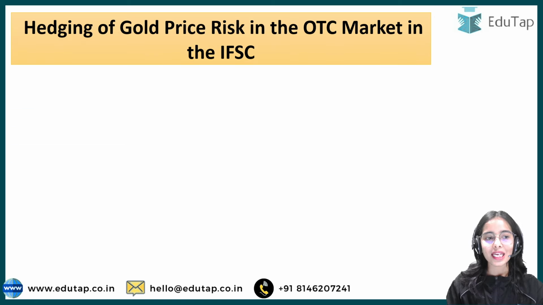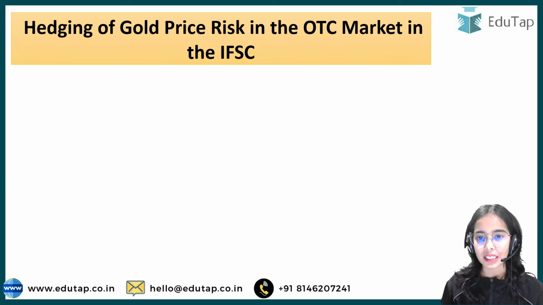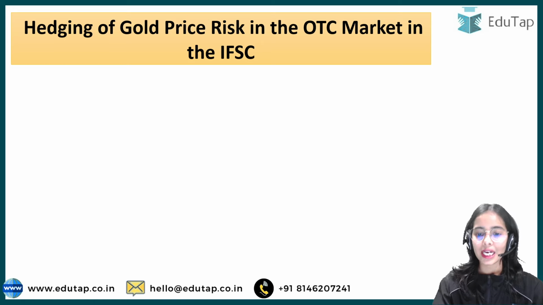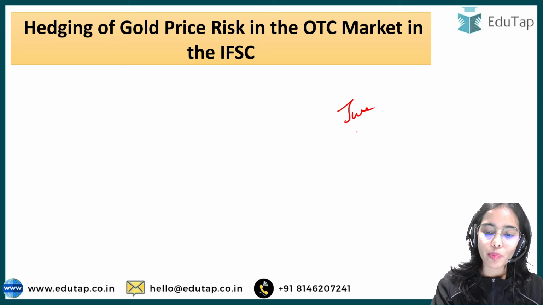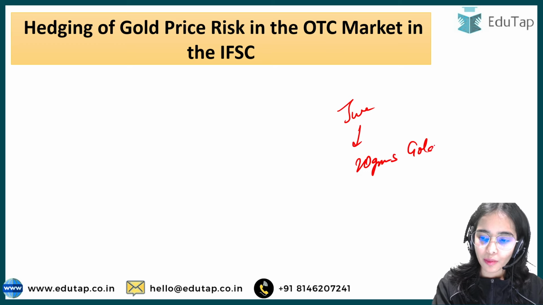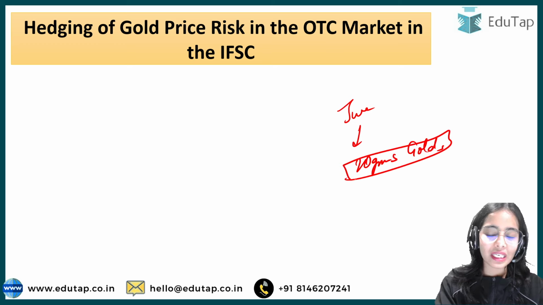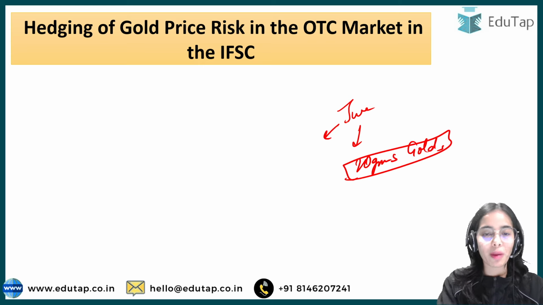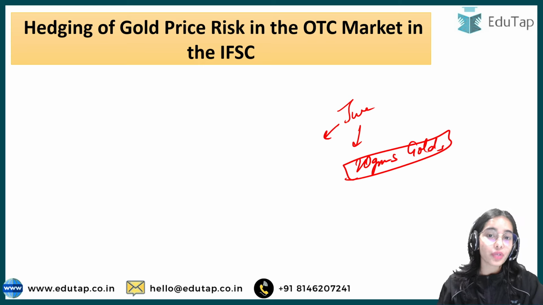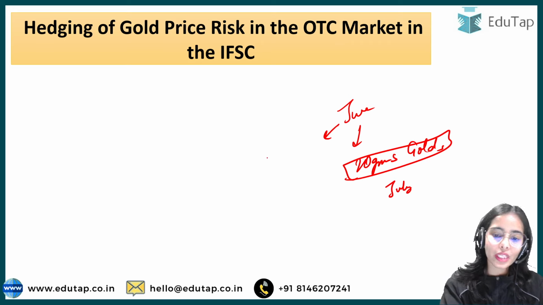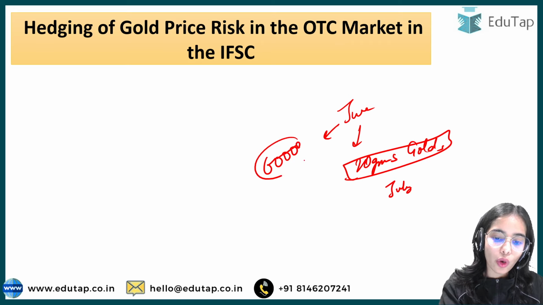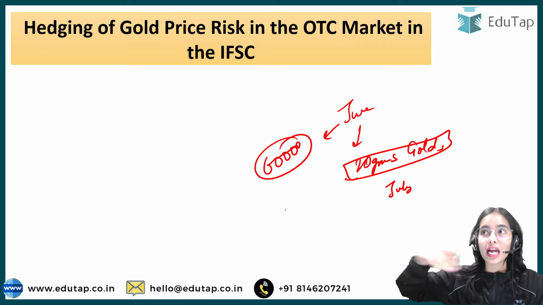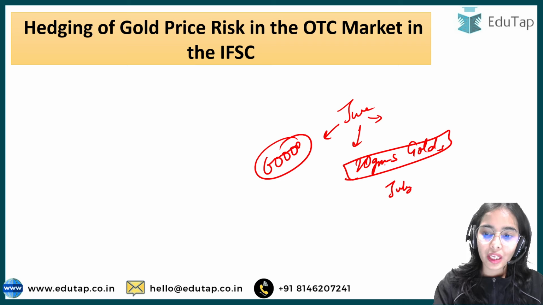Okay, now the second news article is the hedging of gold price risk in the OTC market in IFSC. Let's say you are a jeweler and you want to buy 20 grams of gold, but you do not have the money right now, or you do not want to buy it right now. So you want to buy it after 3 months, that is in July. But you know that if the price is 60,000 right now, the price might be 90,000, 1 lakh, 1.5 lakh after the 3 months.